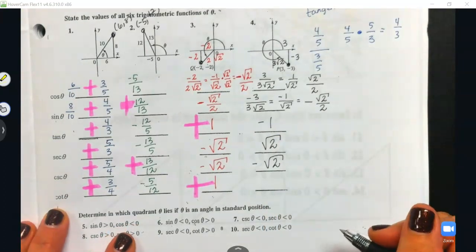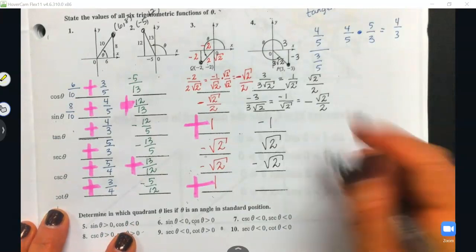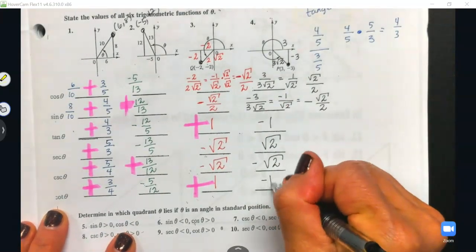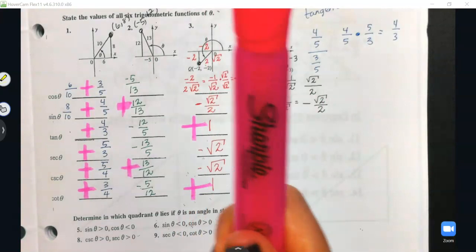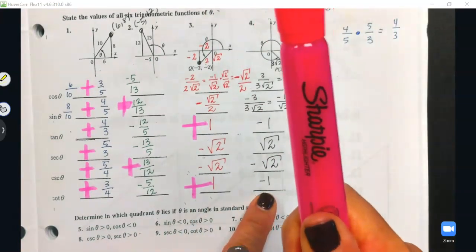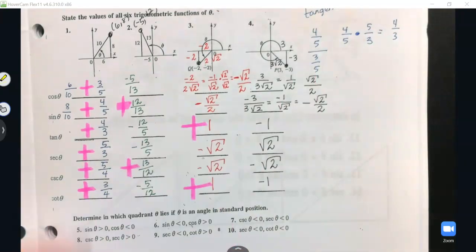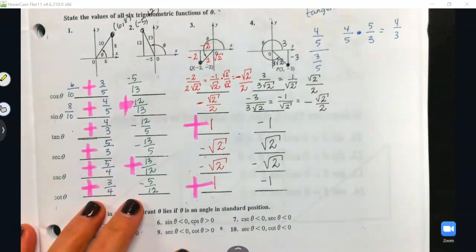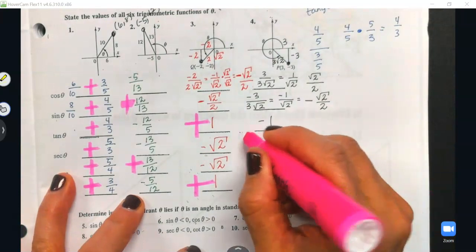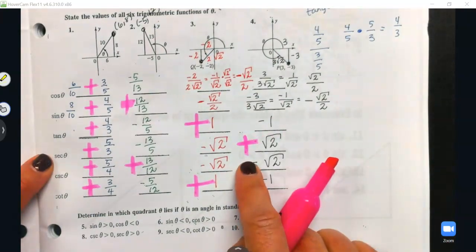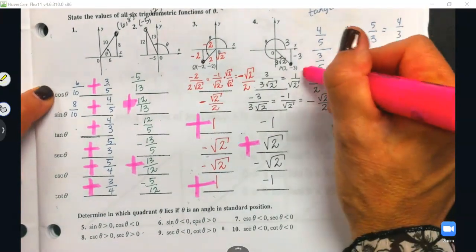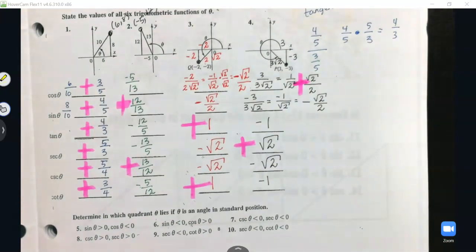What's cotangent? Yeah, the reciprocal of negative 1 is just negative 1. No, you keep the sign. Reciprocals keep the sign. What's positive? Your secant. And secant is the reciprocal of what? The main one is cosine, yes.